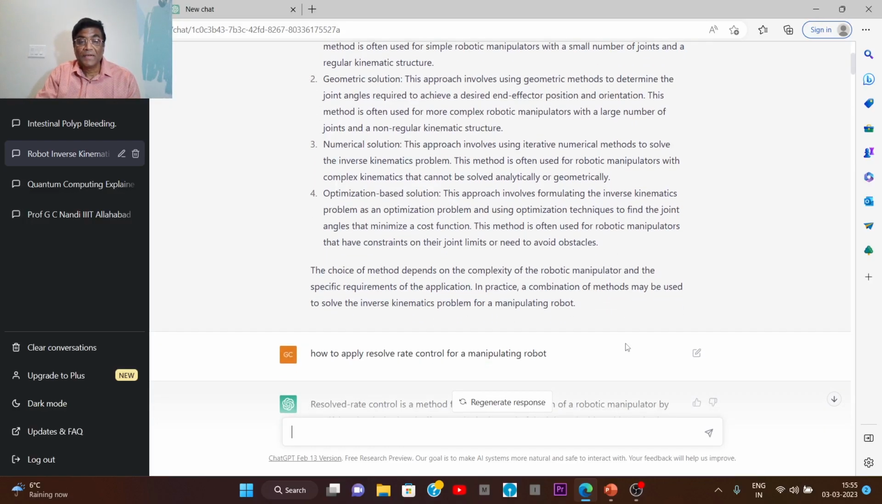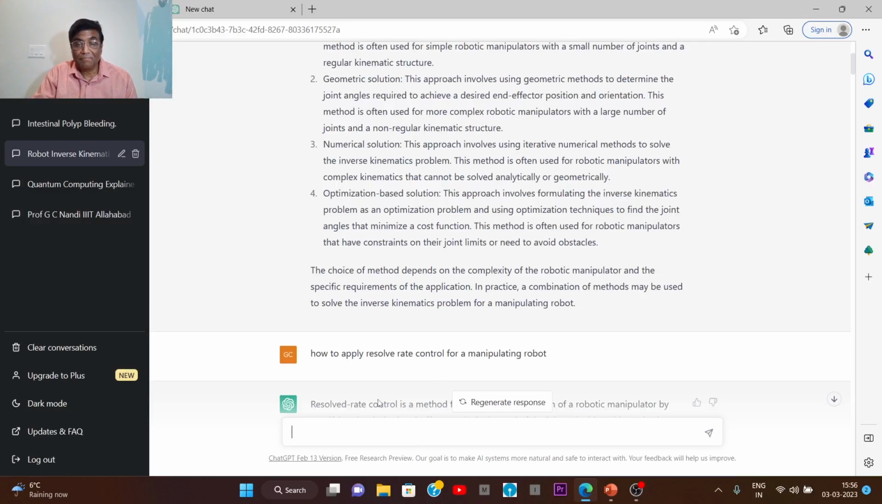The choice of method depends on the complexity of the robot manipulator and the specific requirements of the application. In practice, a combination of methods may be used to solve the inverse kinematics problem of a manipulating robot. Okay, as a beginner, what else do you need?